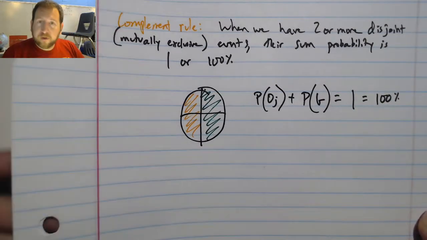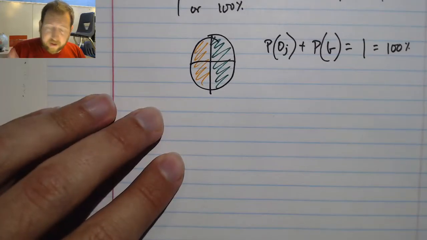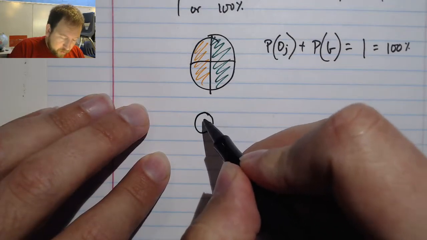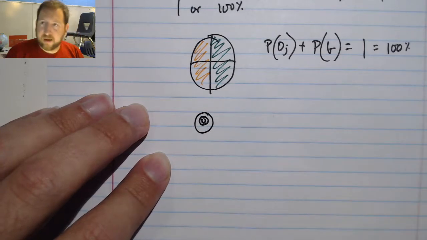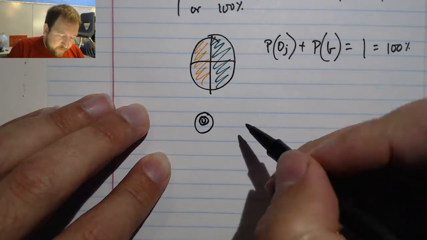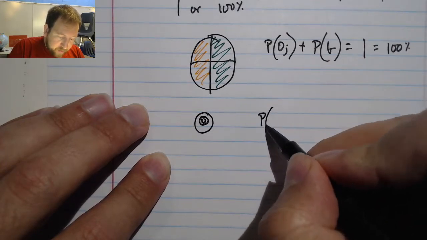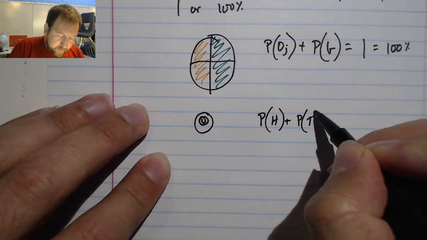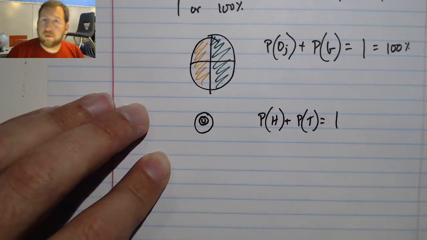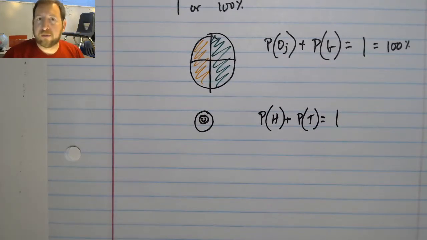For example, say I have a coin, and let's put this is the head side, clearly. And I flip it, and the probability of heads plus the probability of tails must be 1. There's no other options for me to get when I'm flipping this coin. So the sum of them must be equal to 1 and 100%.